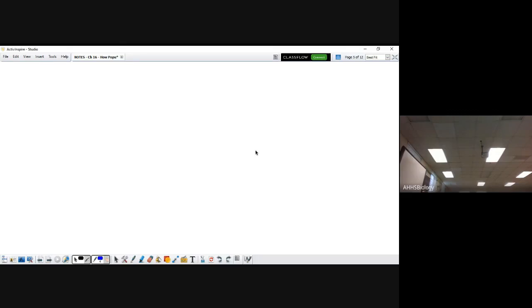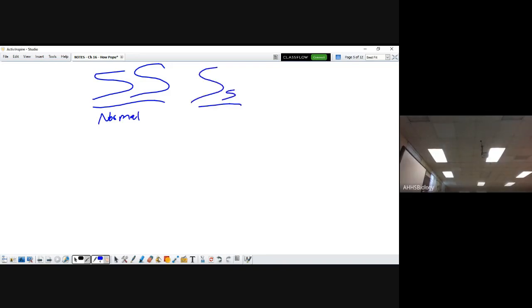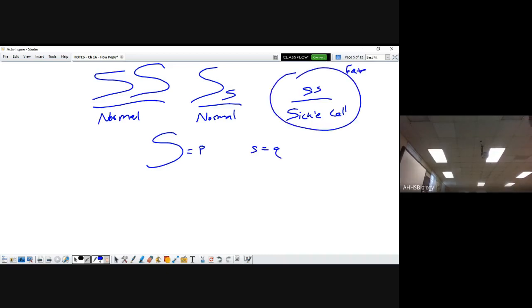And so let me put that up on the board. You would have big S, that would be normal. Big S, that would also be normal. And then little s, that would be sickle cell. If big S is P and little s is Q, and this one is fatal, although not necessarily at a super early age anymore, it still is really serious. For a long time it was fatal at an early age, and now we can treat it okay.